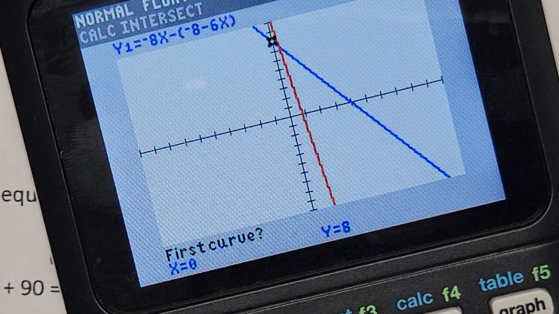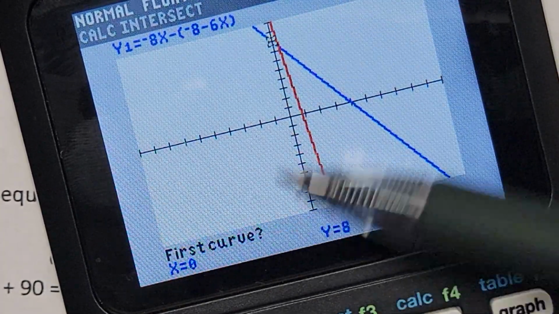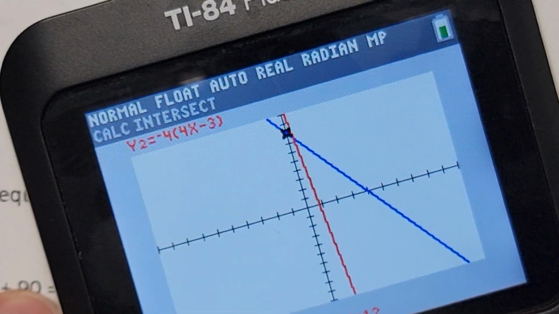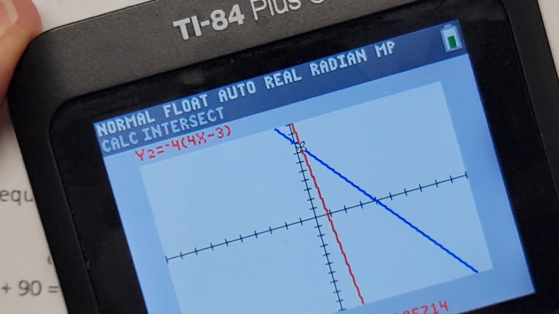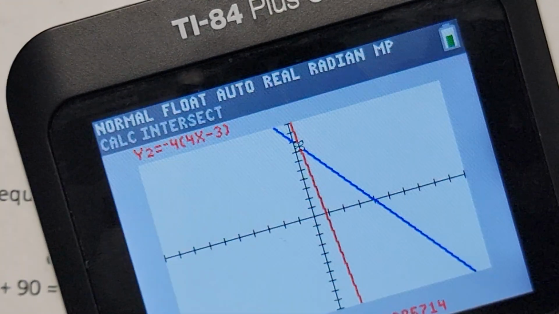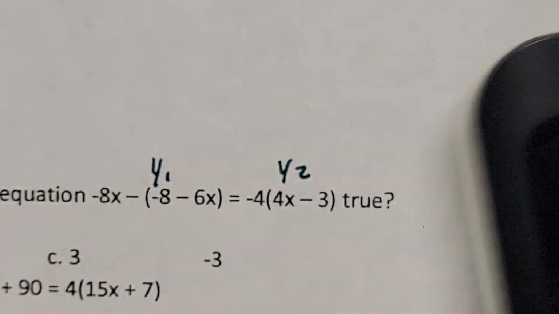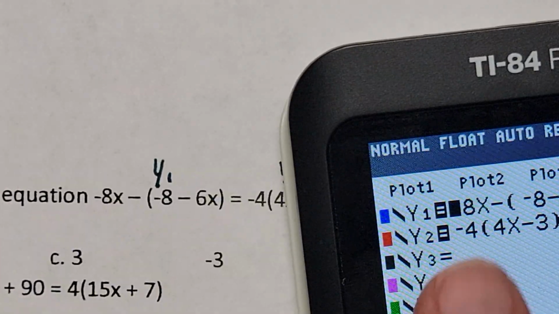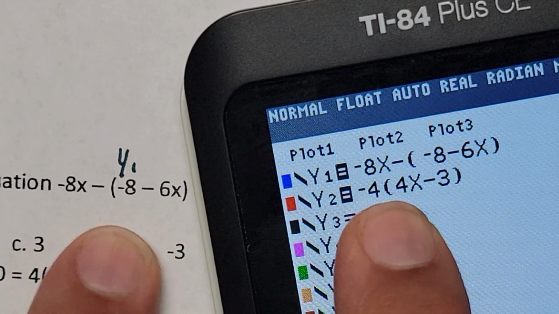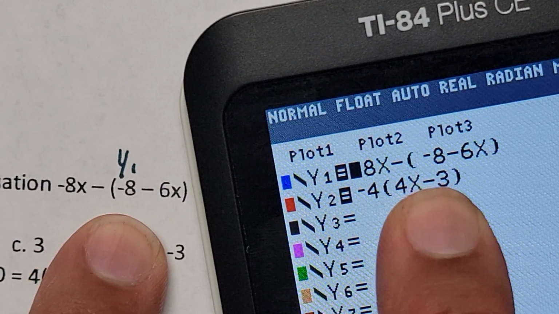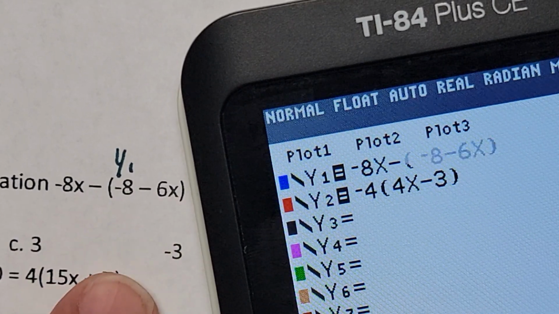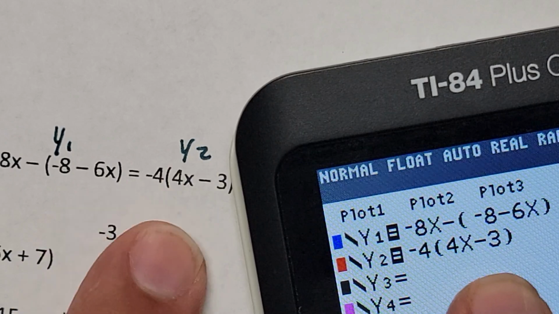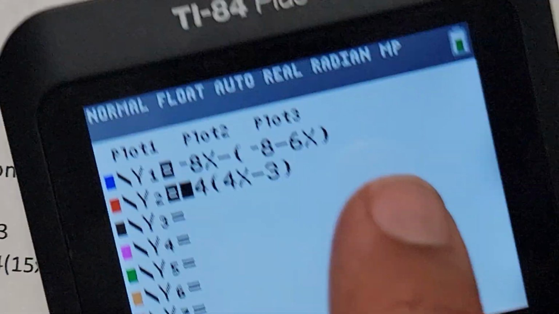I see one line, I see another line, so they intersect here. We push enter 3 times. 1, 2, 3. And you're gonna get a decimal. Uh-oh, what happened? Let me double check. Negative 8x minus negative 8 minus 6x. Okay, good. 4 parentheses 4 minus 3, negative 4. Okay, good. So let's try again.